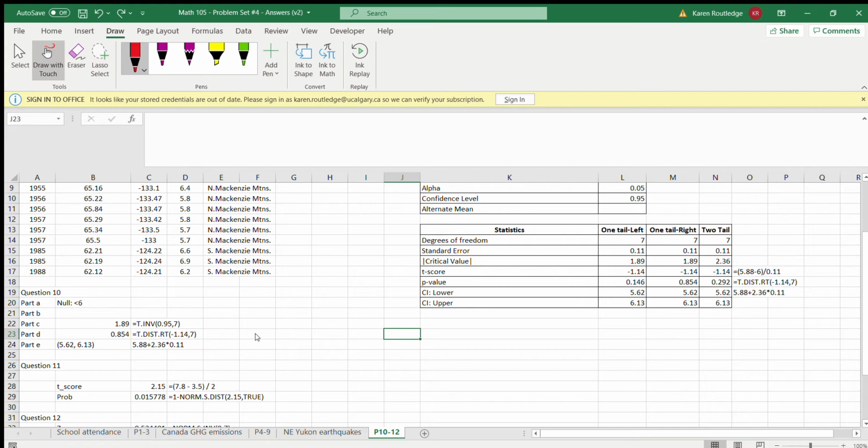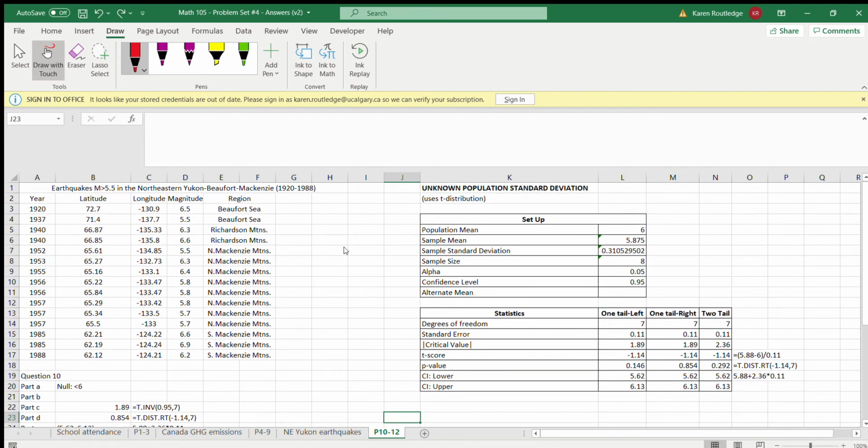And in order to do that, we should answer the 3 questions that deal with null hypotheses. The first one being, what data are we considering? So we look at the data in the question. The question says we want the North Mackenzie Mountains. It does not include the entire data set. So you should not have included the Beaufort Sea or the Richardson Mountains or the South Mackenzie Mountains. It's just the North.